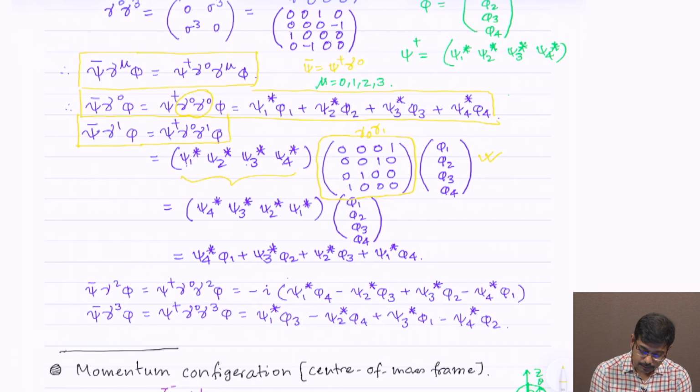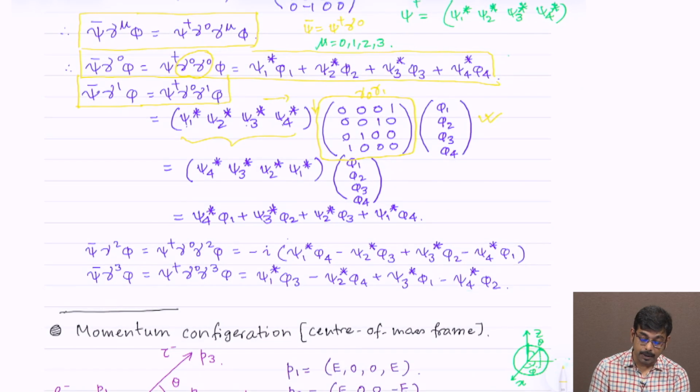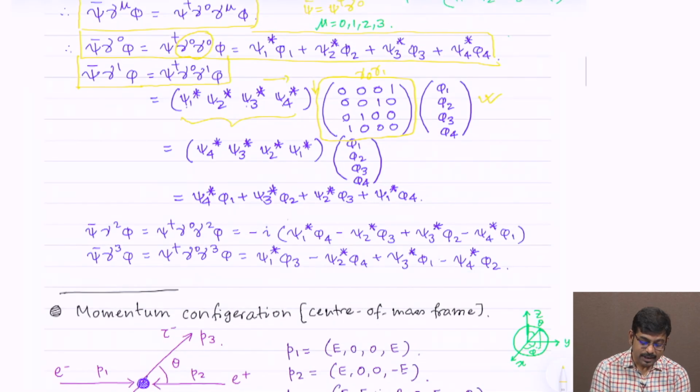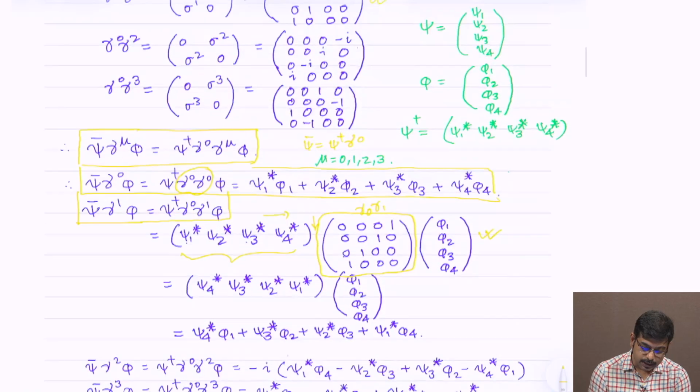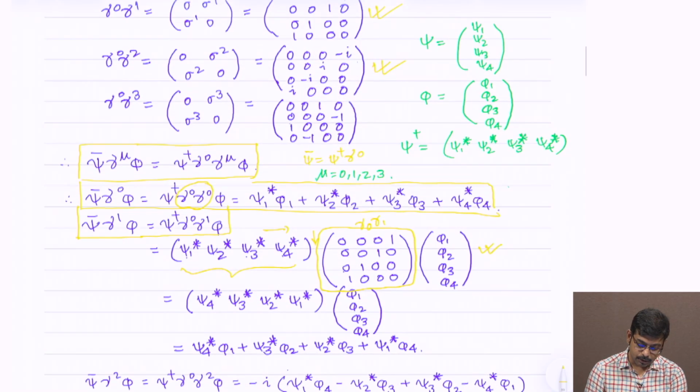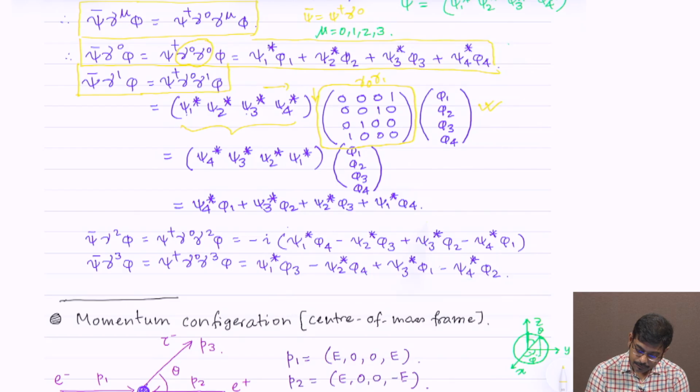You can check that when you multiply this with this one, as per the definition of matrix multiplication, you simply get this one. So, when you multiply, this is going to give me psi 4 star phi 1 plus psi 3 star phi 2, psi 2 star phi 3 and psi 1 star phi 4. Okay. So, this is the psi bar gamma 1 phi component. Similarly, I can calculate the psi bar gamma 2 phi component, and that will be psi dagger gamma 0 gamma 2 phi, and once again you can use this gamma 0 gamma 2 and explicitly check. So, please check this too, which I am not doing here, but you can check it. Okay.